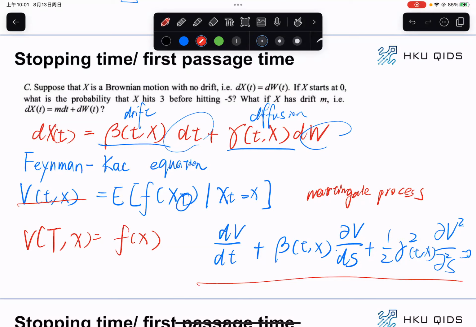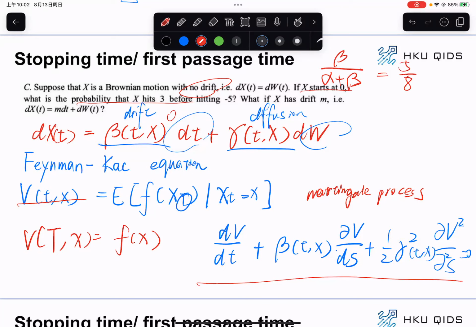We're asking what's the probability that x hits 3 before hitting -5. If it starts from 0 and has no drift, which means this beta is just 0, then we know it's a martingale. Then a martingale stopped at the stopping time is still a martingale. So we can simply use the property, alpha over alpha plus beta, where alpha equals 3 and beta equals 5. So the probability is just 5/8.